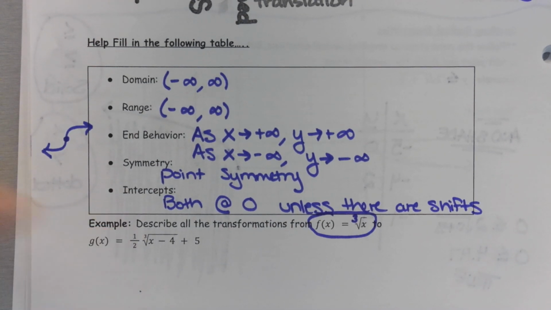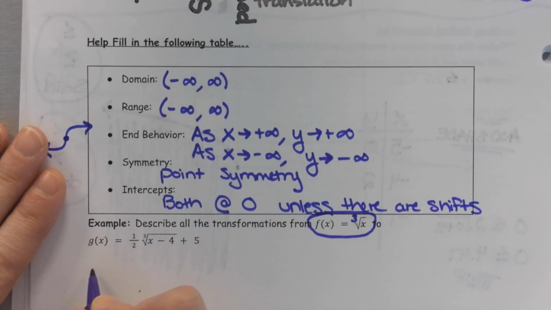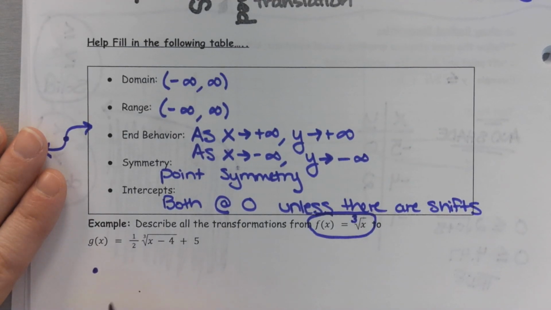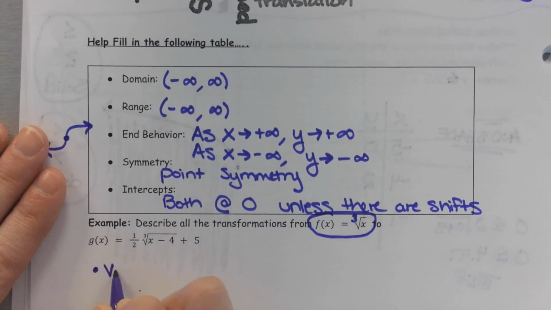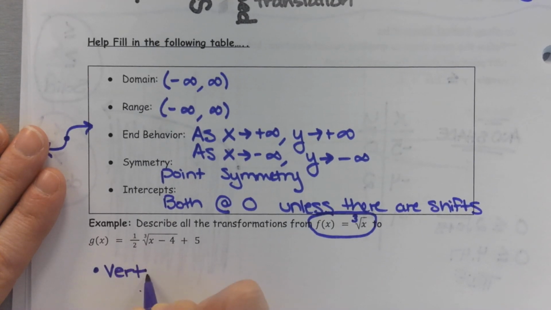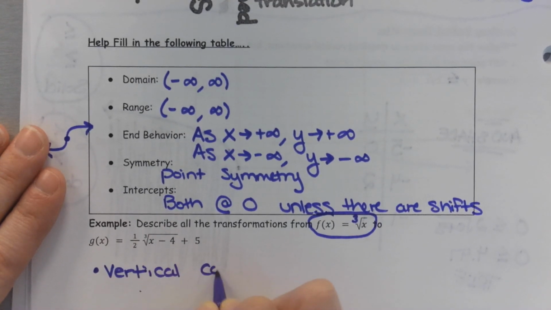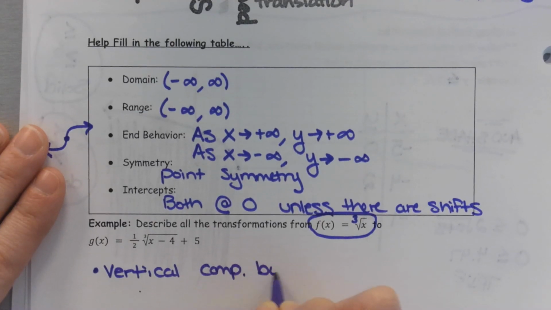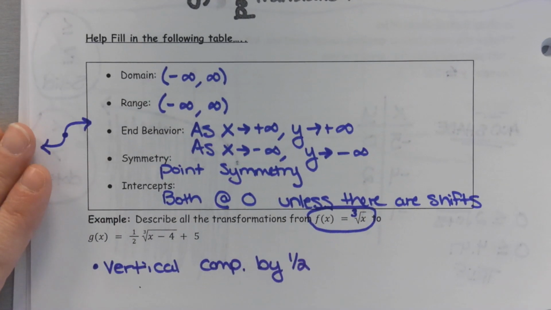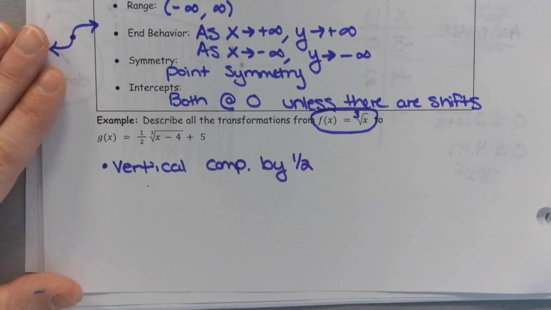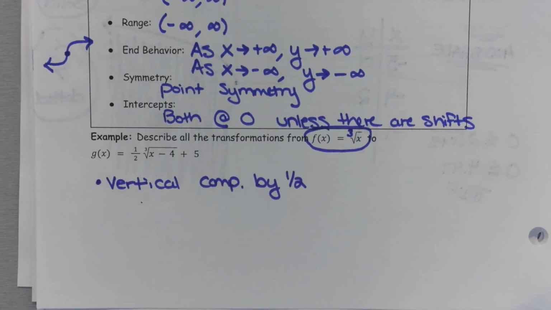All right, so I see 3 things that have happened. Who can tell me one of them? Go ahead, Sam. Vertical compression by 1/2. So remember, it's a stretch if it's a number bigger than 1. It's a compression if it lives in between 0 and 1. And remember, our negatives are reflections. They don't have anything to do with stretch or compression.